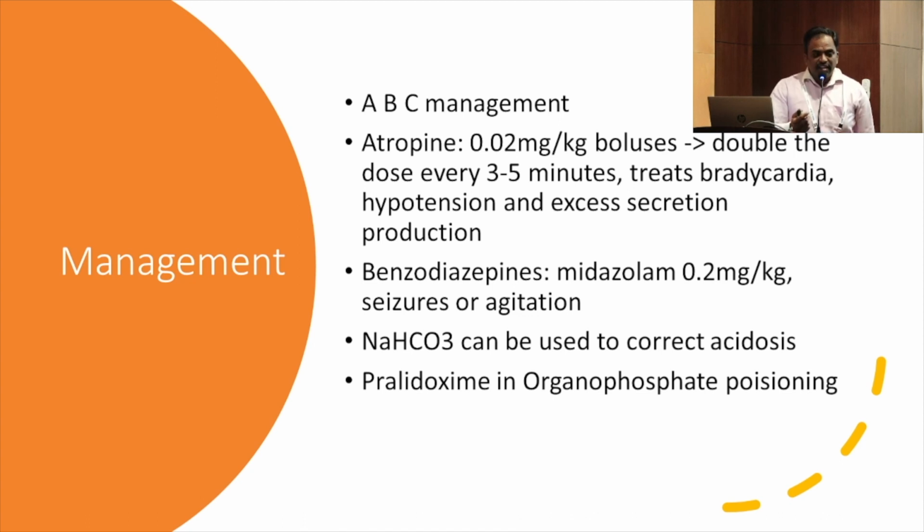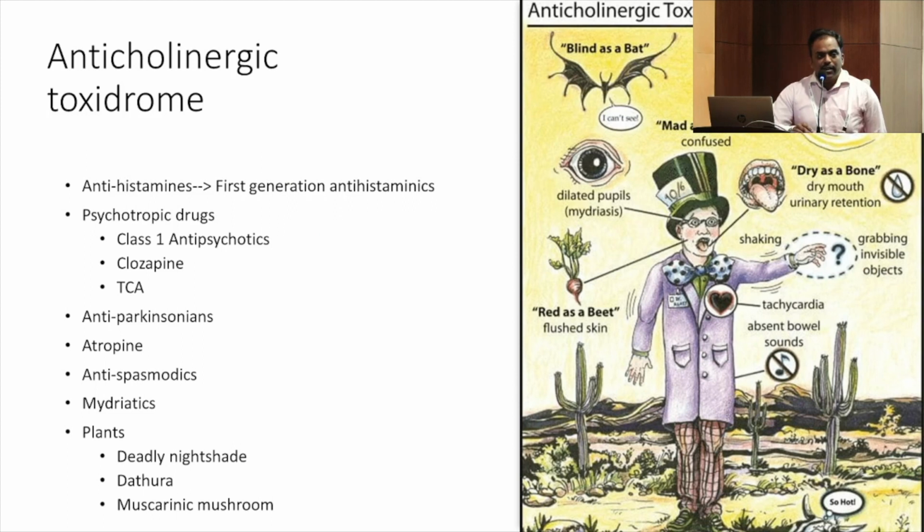Benzodiazepines, particularly midazolam or lorazepam, in case the patient is having seizures or to calm them down. Bicarb can be used to correct acidosis, and pralidoxime in case of organophosphate poisoning. Then comes your anticholinergic syndrome.